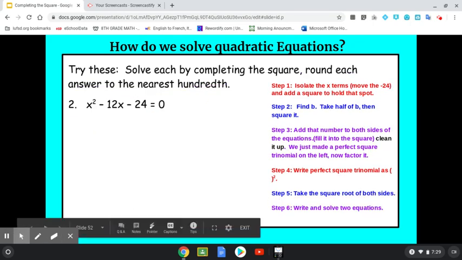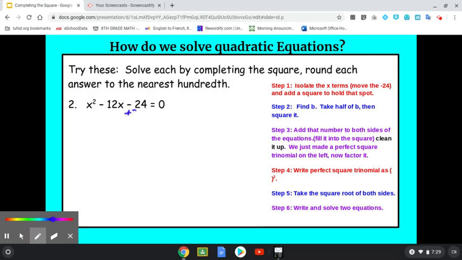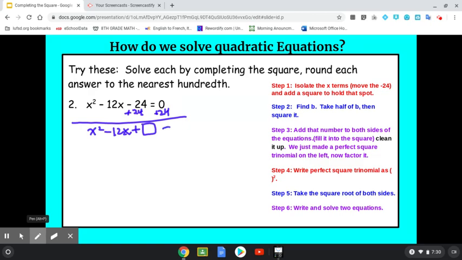Now we're going on to number 2. Same idea: you've got to isolate your x terms. You're going to add 24 to both sides. You put that square in to hold its spot. So you get x squared minus 12x plus a square equals 24 plus a square.